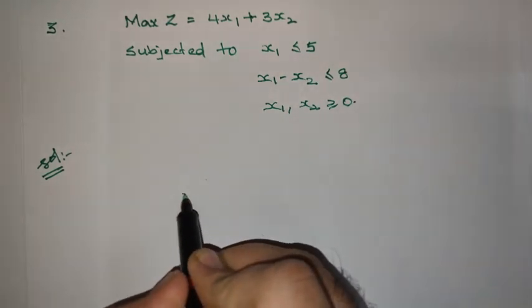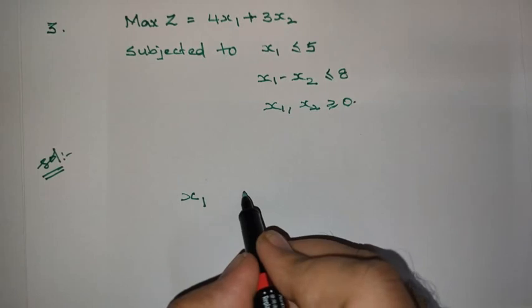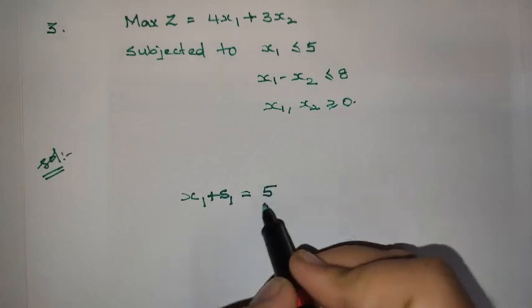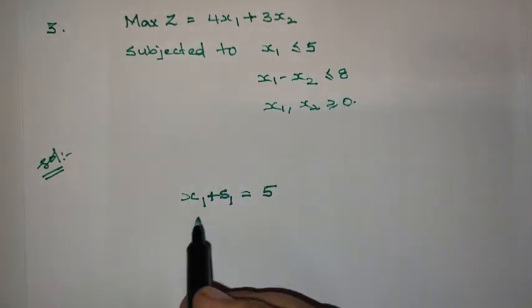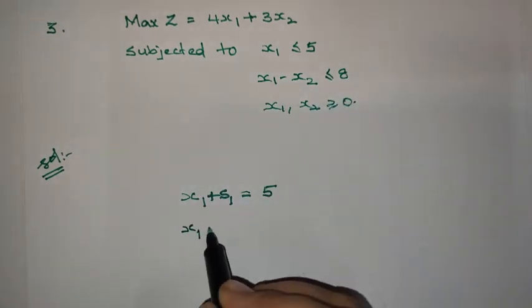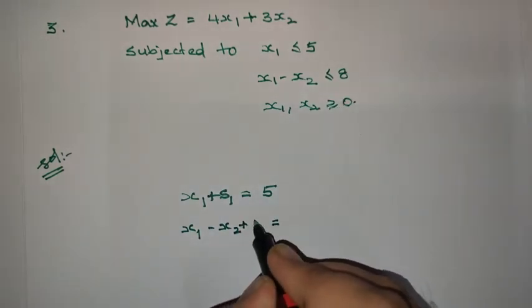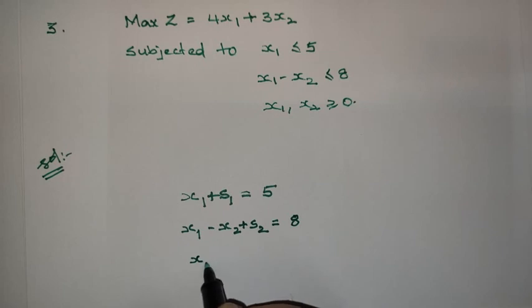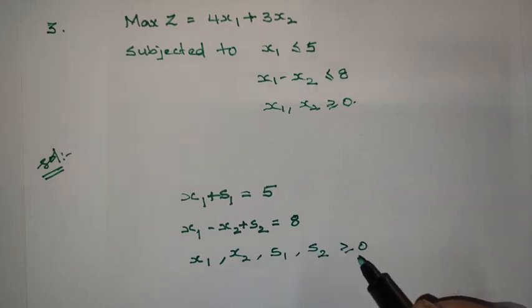Take the first constraint, only x1 is there. I am converting less than or equals to into equals to by adding a slack variable. So x1 plus s1 equals 5, and next one is x1 minus x2 less than or equals to 8. So x1 minus x2, we are converting less than or equals to into equals to by adding a slack variable s2, equals 8. And next, the non-negative condition: x1, x2, s1, s2 greater than or equals to 0.